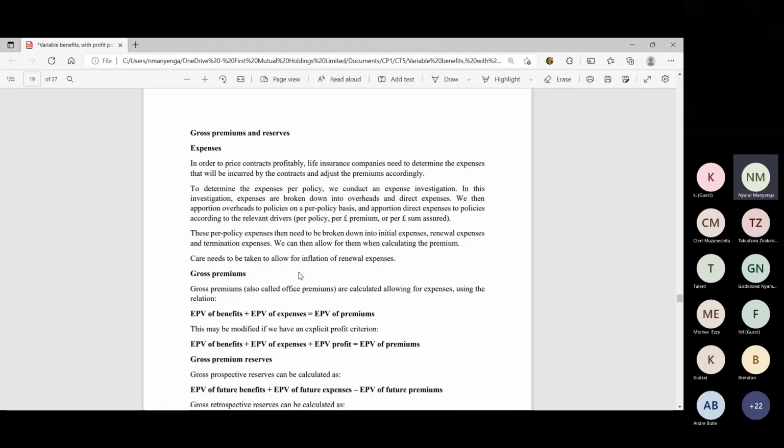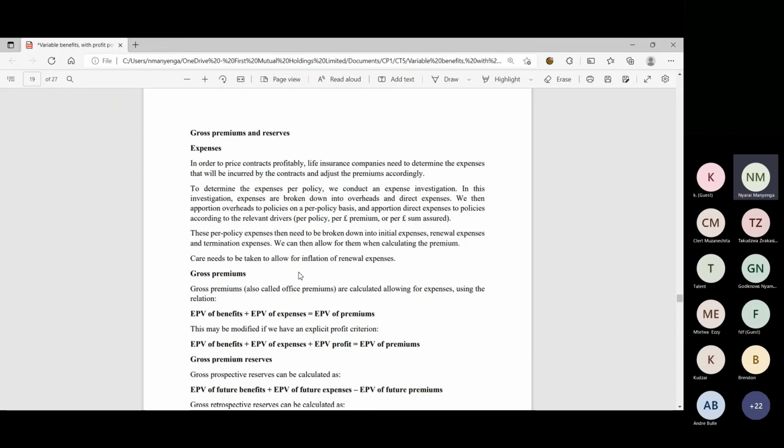So you'll find that the gross premiums would be calculated as the expected present value of benefits plus the expected present value of expenses, which would be equal to the expected present value of premiums. This can also be modified to include profit, where you'd also need to add in the expected present value of profit to make it equivalent to the expected present value of premiums.